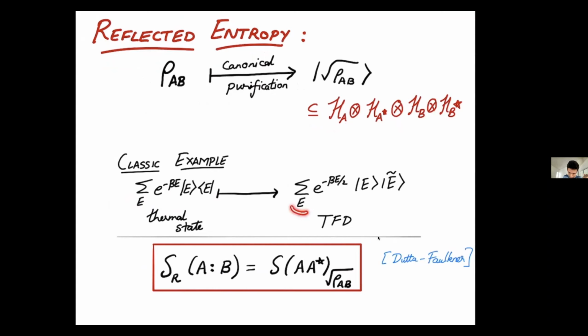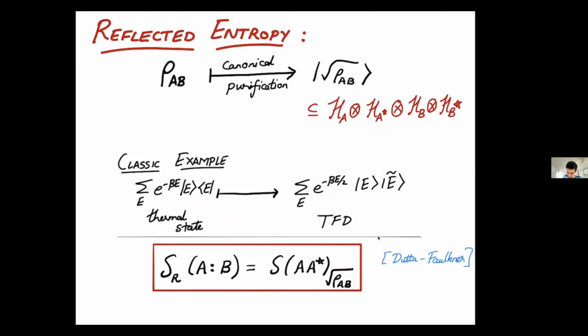So the thermofield double is this state where we consider the square root of the operator and then just change the bras to kets and think of it as a state living in a doubled Hilbert space. So this canonical purification is just a generalization of this process of going from the thermal state to the thermofield double for more general subregions.